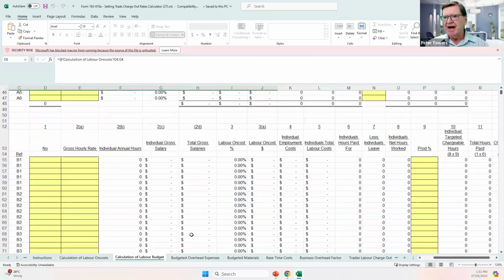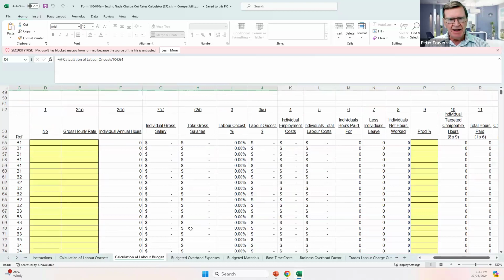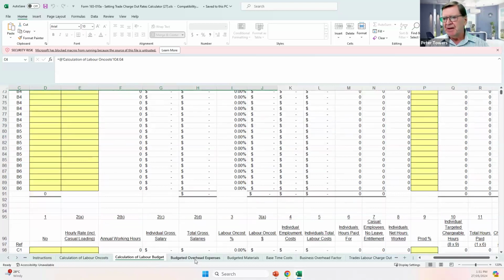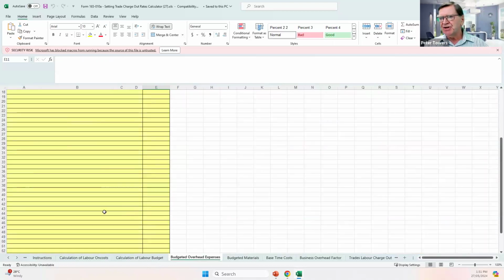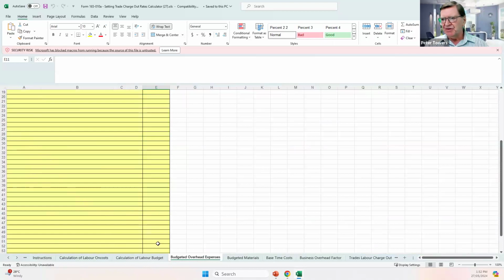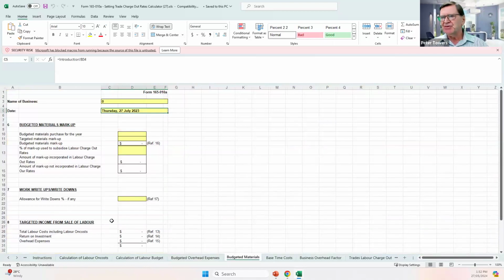There are separate areas for the part-time employees and casual employees. We then show you the budgeted overhead expenses. You complete that yourself based on your client's particular situation.